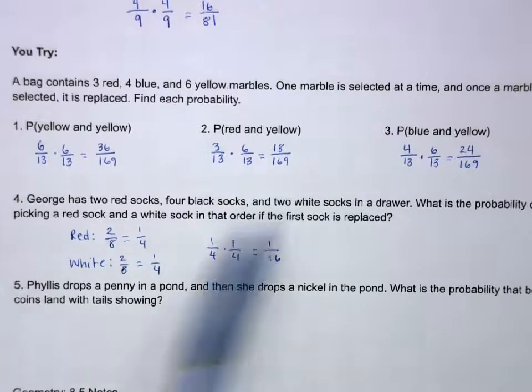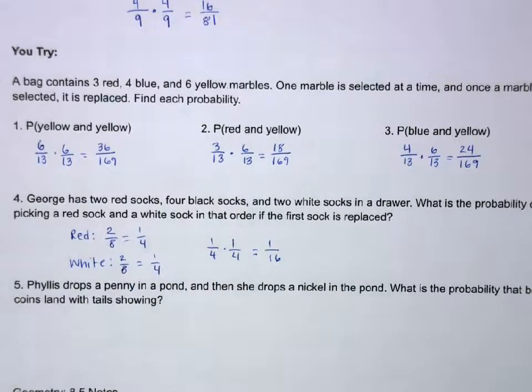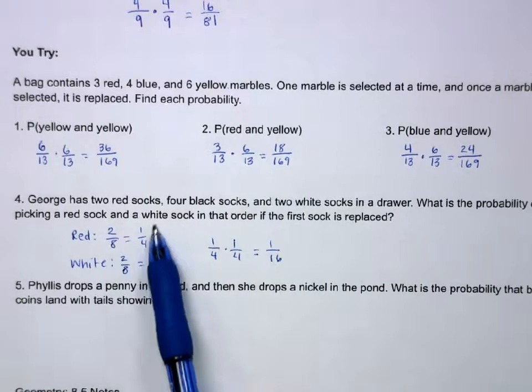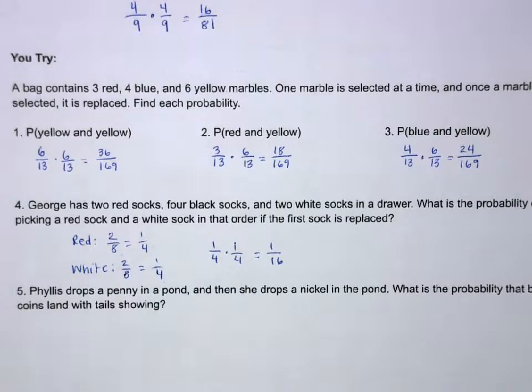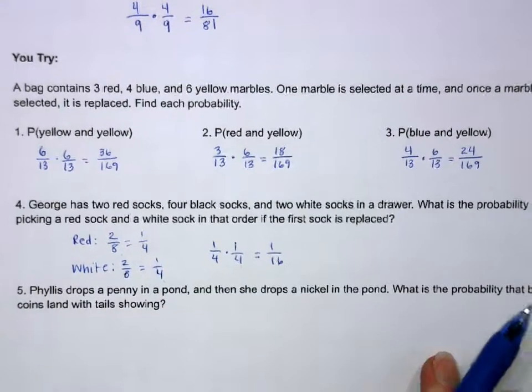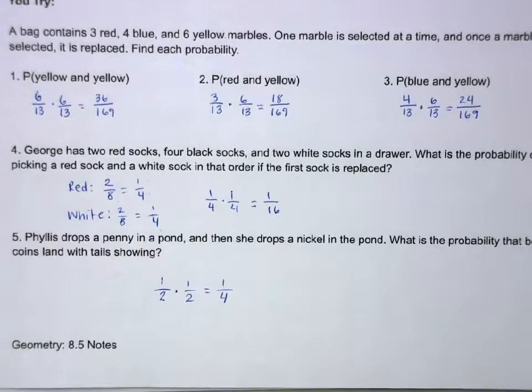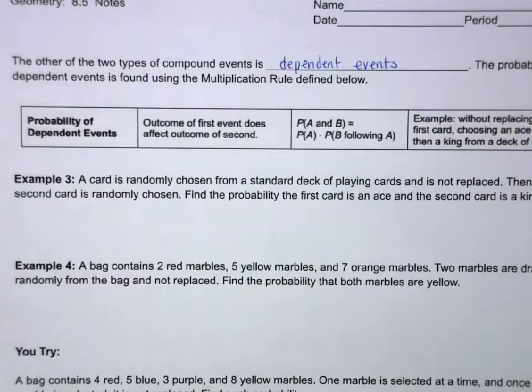Okay, in the next situation, there are 2 red socks, 4 black socks, 2 white socks. So what is the probability of picking a red and then a white if the sock is replaced? Well, there's 2 out of 8 reds, so that has a probability of 1/4. 2 out of the 8 are white, so that's also 1/4. 1/4 times 1/4 is 1/16. The last one, if you drop a nickel in the pond twice, the probability that it lands with tails showing is 1/2 times 1/2, or 1/4.